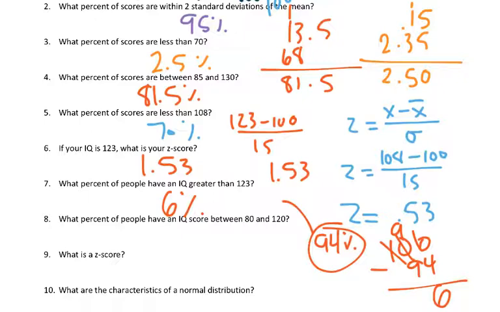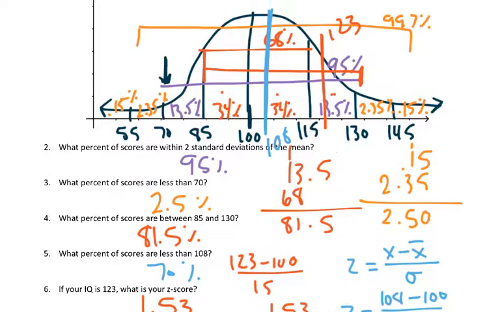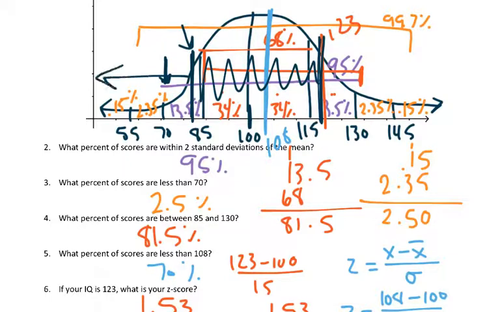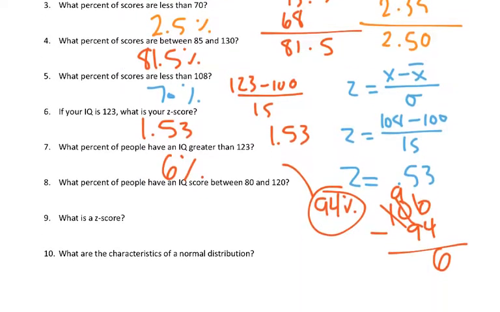Alright? So what percent of people have an IQ score between 80 and 120? So once again, we're dealing with some issues here that aren't on there. So 80 would be about right here. 120 would be about right there. We want to know the difference in here. To find that, we find this percentile. That tells us to the left. We find this percentile, so 80 and then 120, and then we subtract the two. That'll eliminate this section, giving us the percentile in between. Okay?